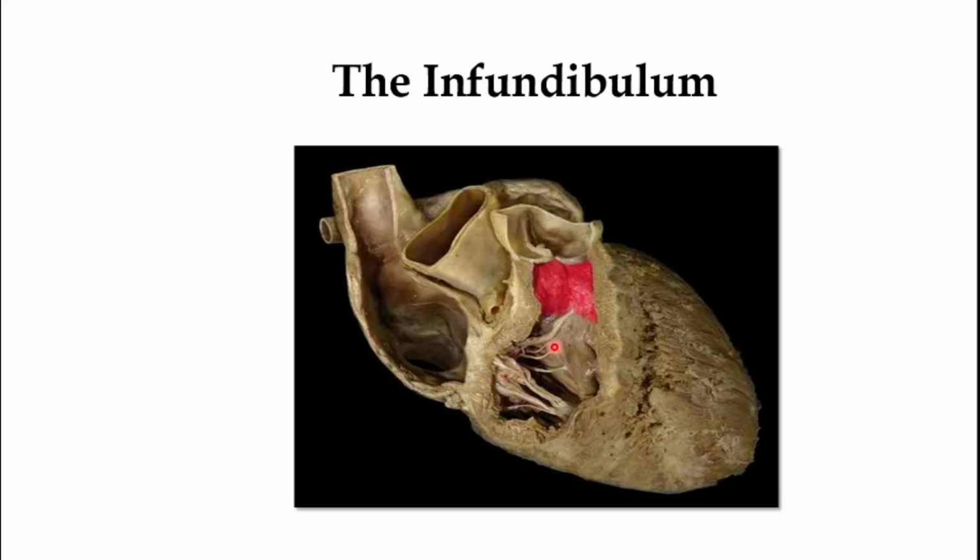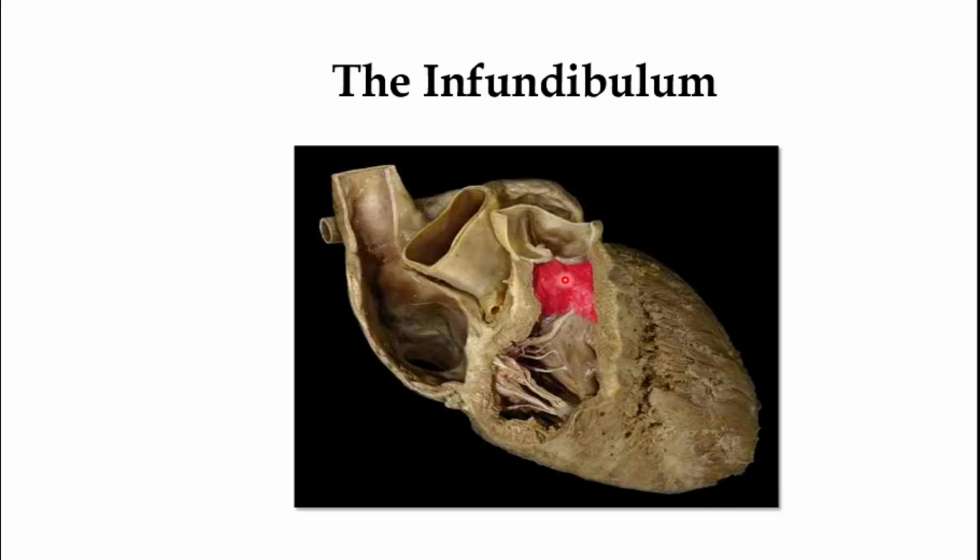Also, there is an area which is present at the junction of the right ventricle and the pulmonary trunk. That area is known as the infundibulum, also known as the conus arteriosus. That red color area, we have highlighted that area with the red color, is known as the infundibulum or the conus arteriosus.